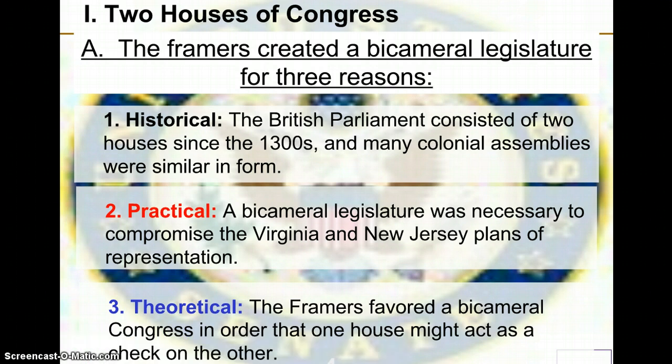So again, three reasons why the framers created a bicameral legislature. There's a historical reason. It's what they knew. It's what had been their experience. There's a practical reason of providing a compromise between the Virginia plan and the New Jersey plans of how states would be represented in Congress. And a theoretical reason. By having two houses, one could act as a check on the other house.